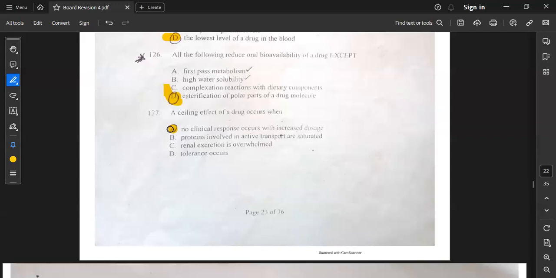Okay, that makes sense. Do we have common drugs that can cause this, drugs where even if you increase the concentration, you don't get more response than what you have? Maybe we can look at that.